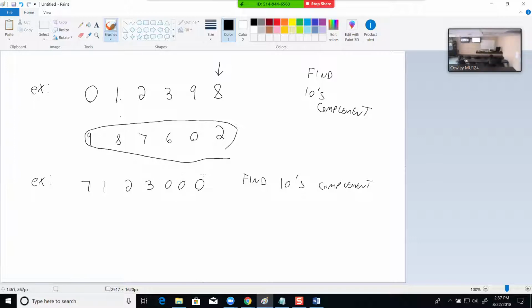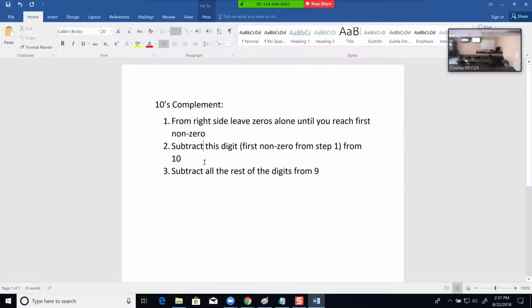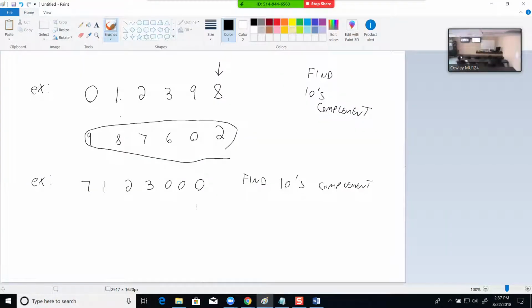So find the tens complement. If I go to my steps, it says from the right side, leave zeros alone until you reach the first non-zero. So 0, 0, 0, we leave those alone. They just stay as is.